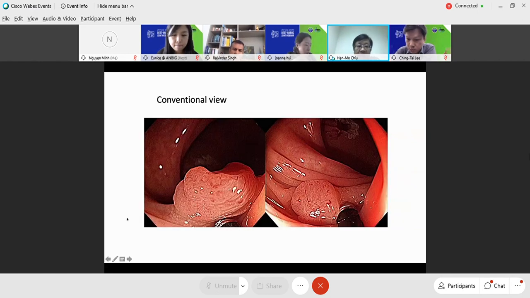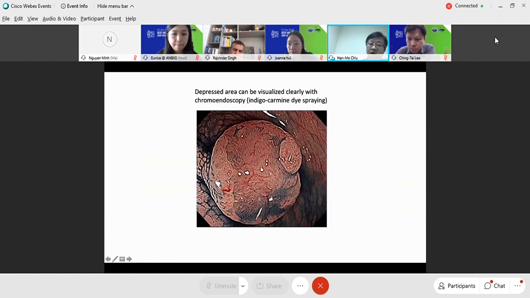Okay, so under conventional view, perhaps many of our doctors may diagnose this as the 1S lesion, the protruded type lesion. But if we check the angle, we can see the uneven surface of this lesion. And if we apply chromoendoscopy using the indigo carmine dye, we can see this lesion actually is a depressed type lesion. This is a 2A plus 2C in morphology.